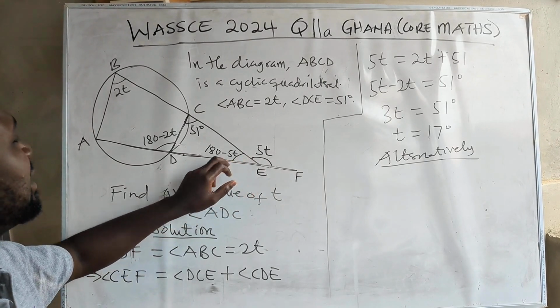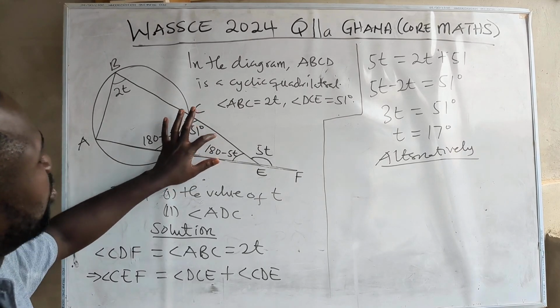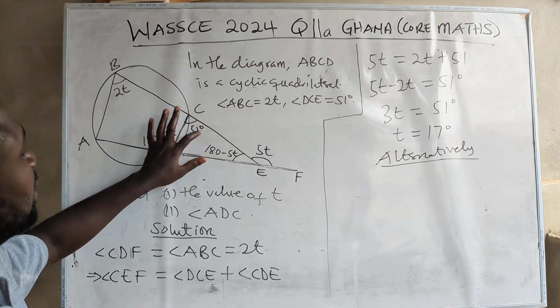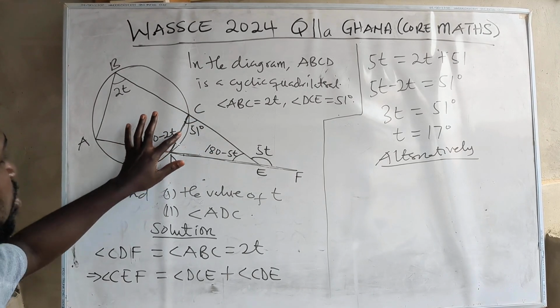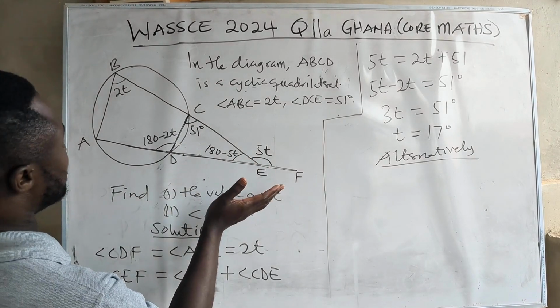So what I can say is that the exterior angle here is also equal to the sum of the opposite interior angles. The exterior angle will be equal to the sum of these two. This can also give you the same answer. Let's try it and see.